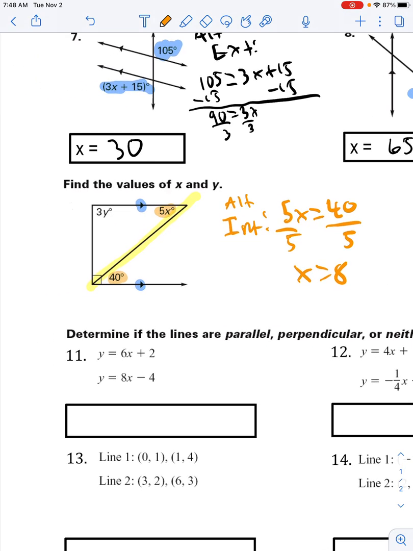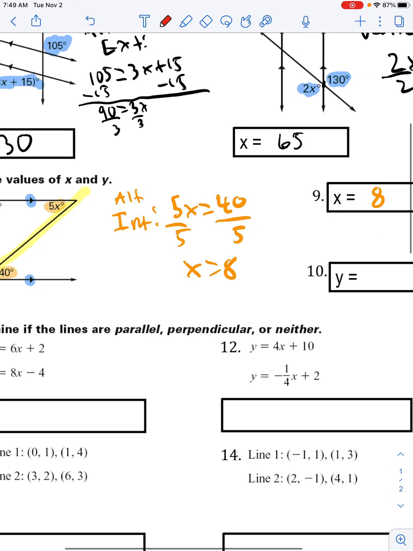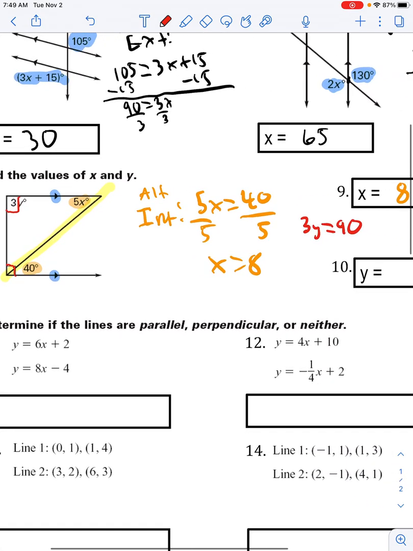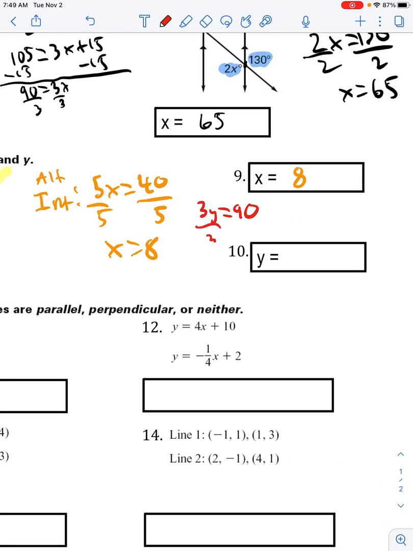However, when I look at y, I have to say, well, if these are parallel over here, then if this is a right angle down here, this has to be a right angle up here. So right angles are 90 degrees. I know that angle is equal to 90 degrees because they're parallel. I know it's also a right angle, which means that y equals 30.